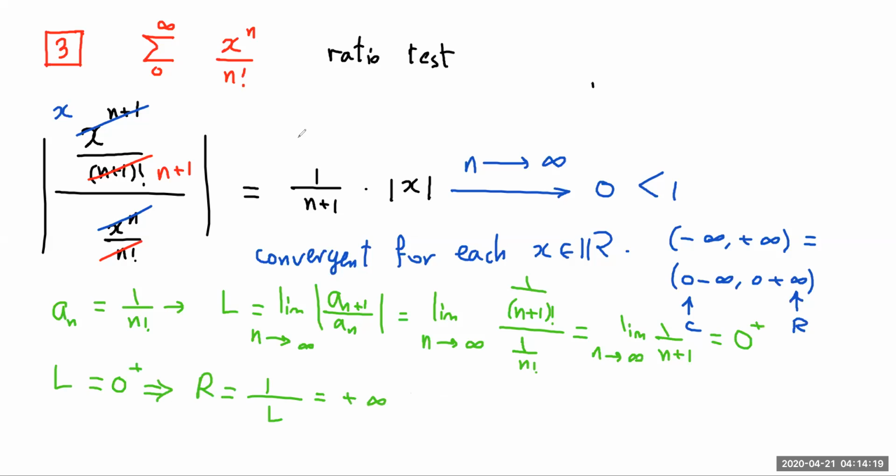Here I have x minus 0 power n, so C is 0. So the interval of convergence is C minus R, C plus R: 0 minus infinity, 0 plus infinity. So it's minus infinity to plus infinity, all the real numbers.